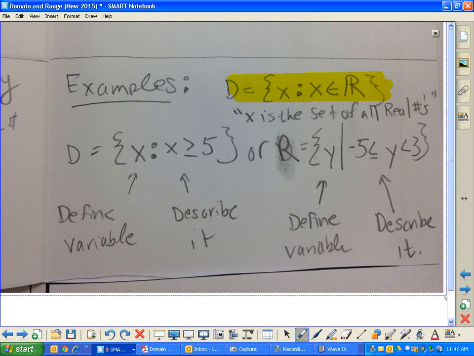Ready? So what I'm saying here, this big D, domain, equals means is in math class. So right now we're saying the domain is the set of all x values when x is the set of all real numbers. That is what that sentence means in symbols. X is the set of all real numbers. Super important right there. So what's a real number?